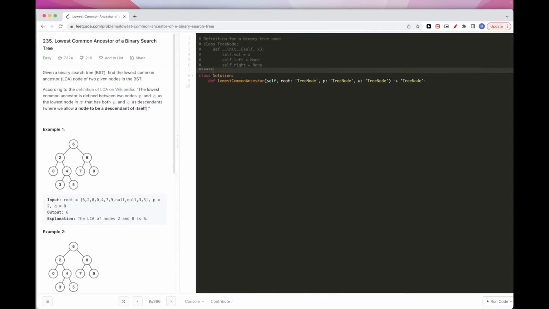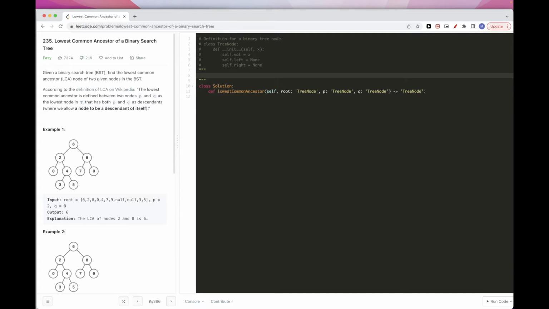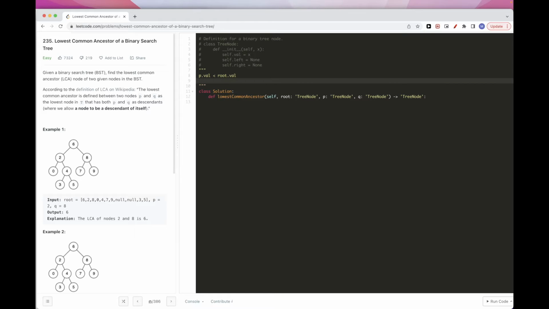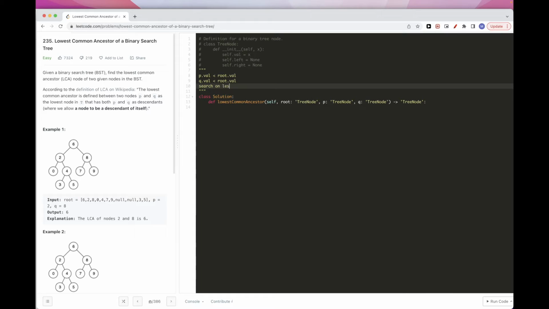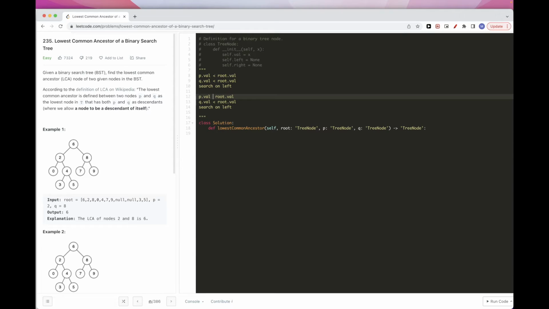It should be pretty easy to think of the first solution. We know that if the p value is smaller than the root value, or the node that we are looking at, and the q value is smaller, so both are smaller, that means we need to search on the left side, right? Because both are smaller, so the parent is definitely on the left side. And by the same idea, if both are bigger, since this is the property of a BST, we need to look at the right.